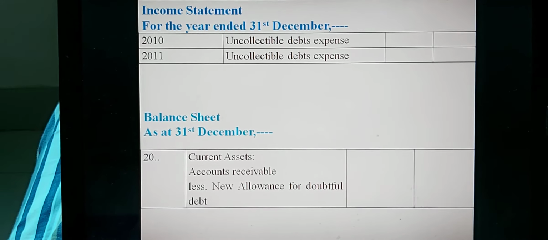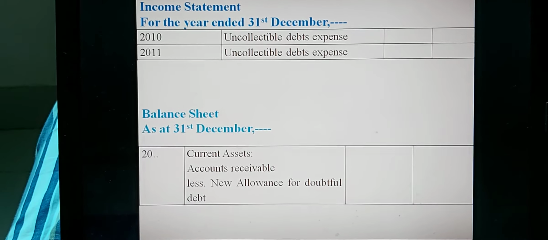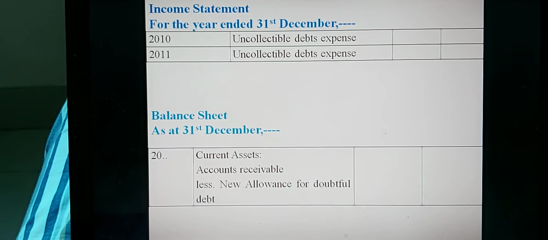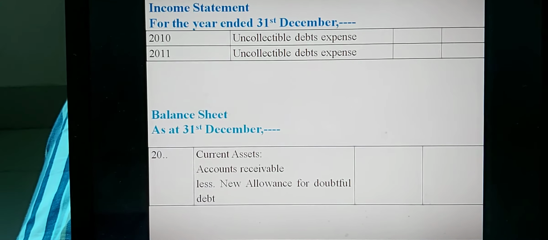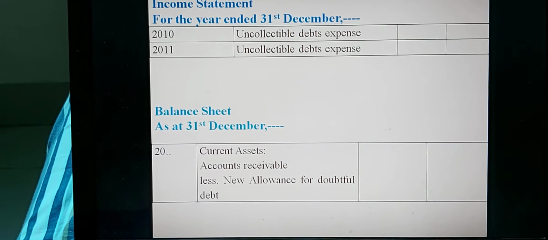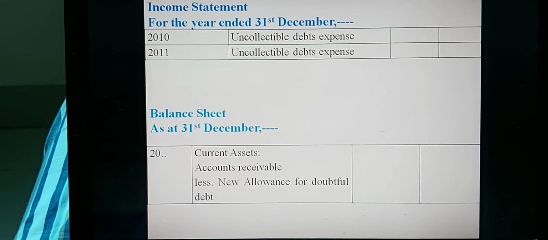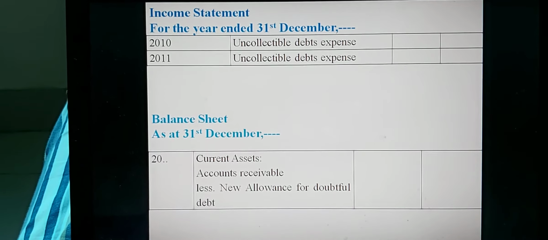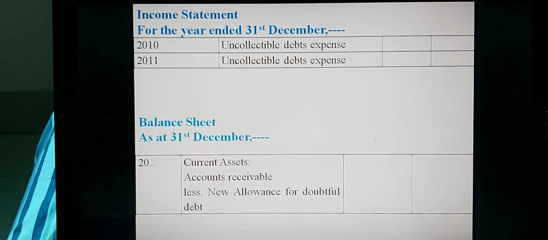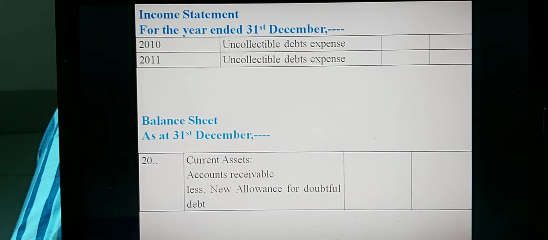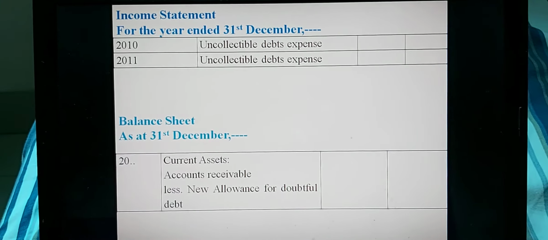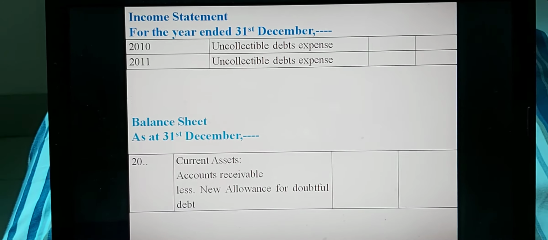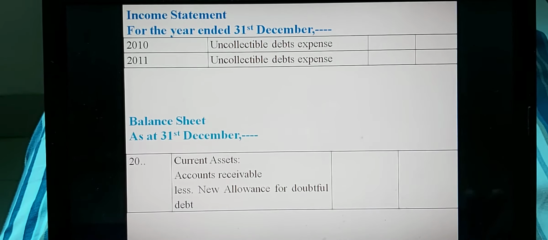Another one is the balance sheet or statement of financial position as at 31st December. In each year, you have to write under the current assets, accounts receivable, less the new allowance for doubtful debt or new provision for bad debt, deducted from the accounts receivable amount. This is how you have to show the bad debt, bad debt expense and accounts receivable amount in the income statement and statement of financial position.